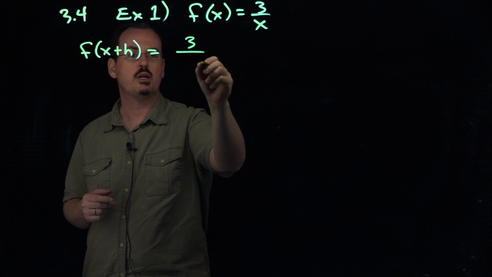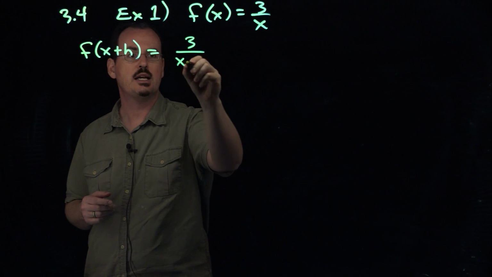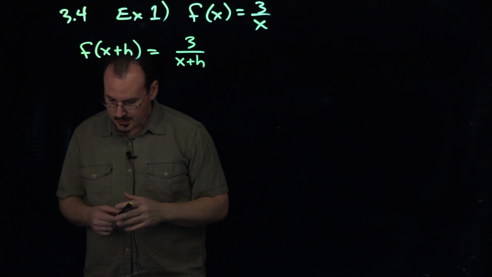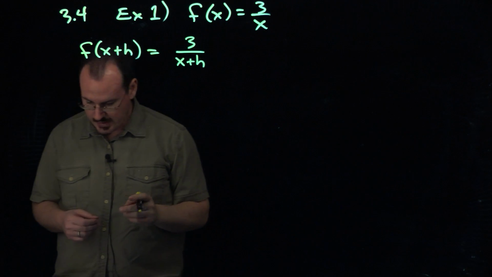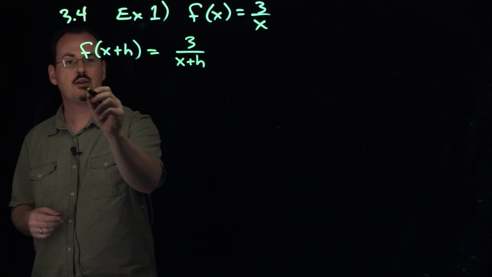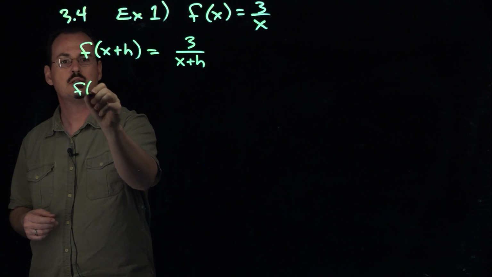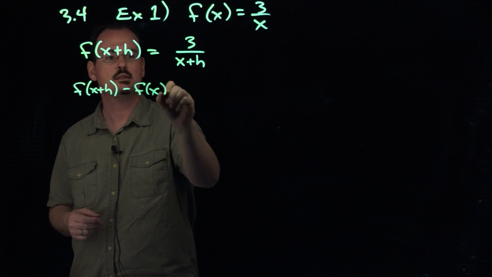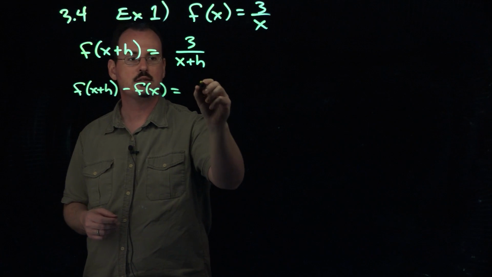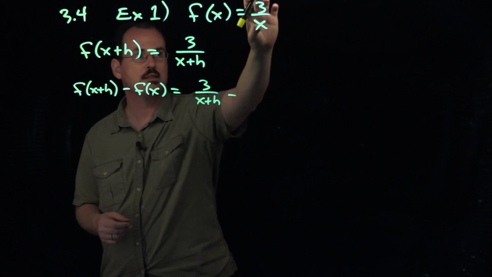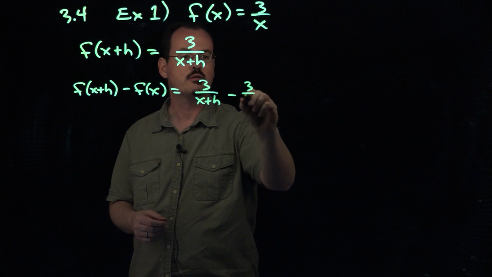So that's the same way you would do it for any function. Anywhere you see an x, you're going to be just plugging in x plus h. Step 2 says find and simplify f of x plus h minus f of x. Okay, so f of x plus h minus f of x is going to be what we just found. That's the f of x plus h minus f of x. That's the function itself, so 3 over x.